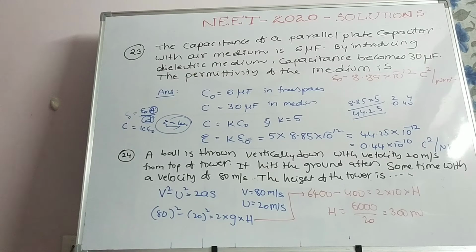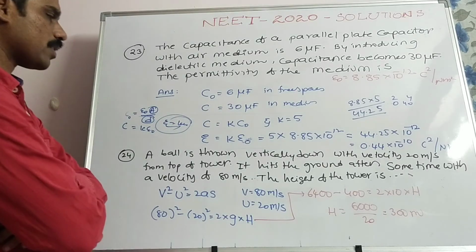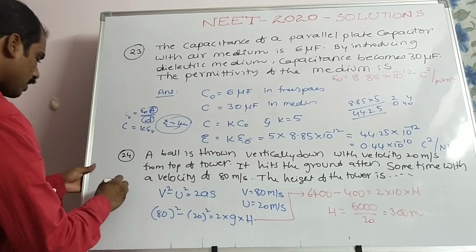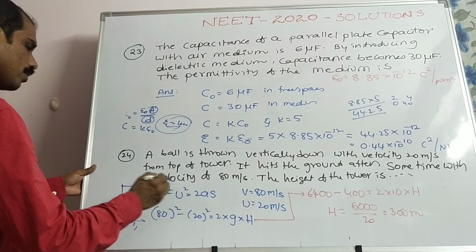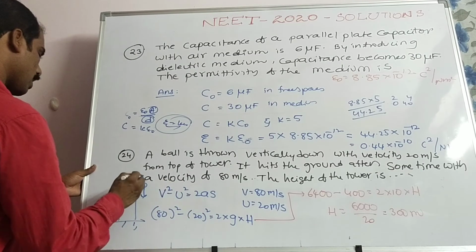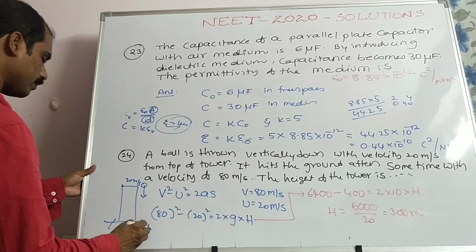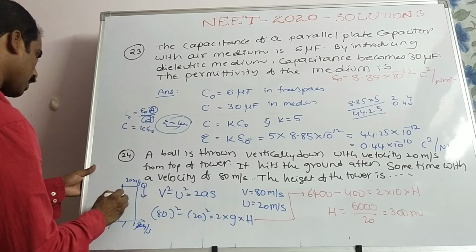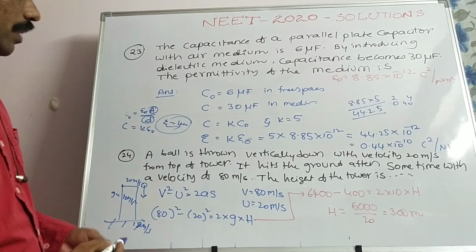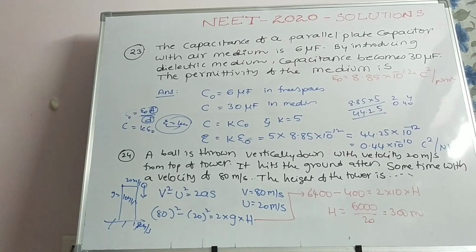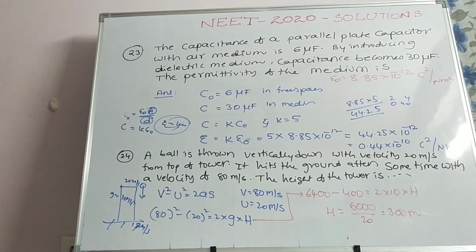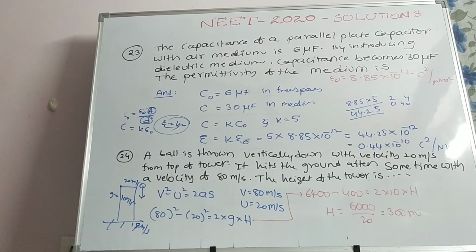Here is another question. A ball is thrown vertically down with a velocity of 20 meters per second from the top of a tower. It hits the ground after some time with a velocity of 80 meters per second. The height of the tower is? So from the height of the tower, a ball is thrown with initial velocity u equal to 20 meters per second. When it touches the ground with 80 meters per second, acceleration g is taken as 10 meters per second square. Using the equation of motion, v square minus u square is equal to 2as, we finally get that the height of the tower is 300 meters.